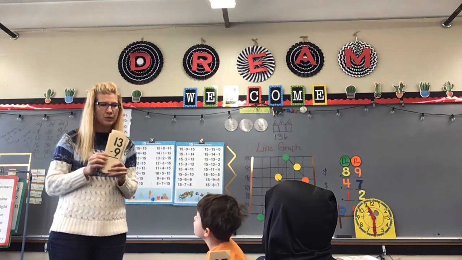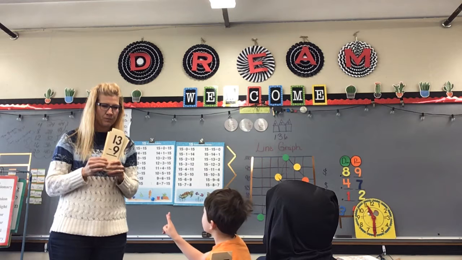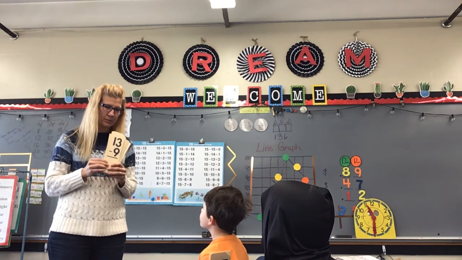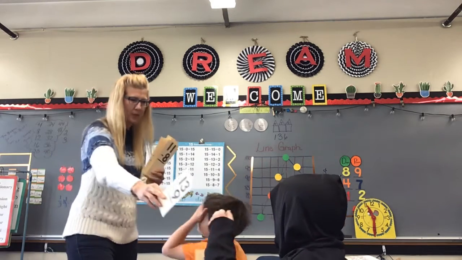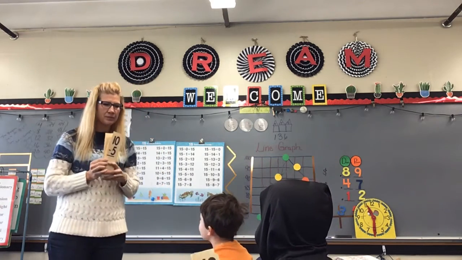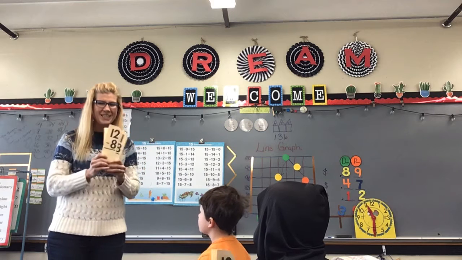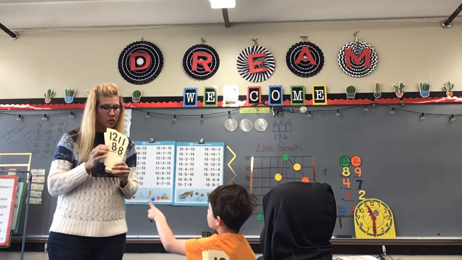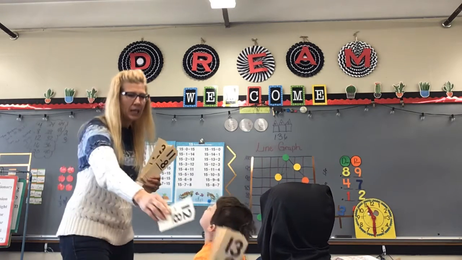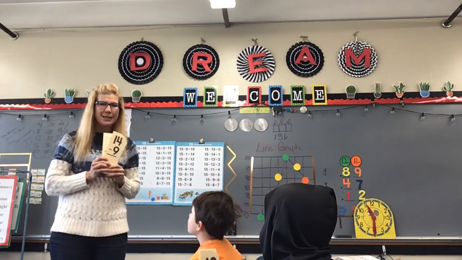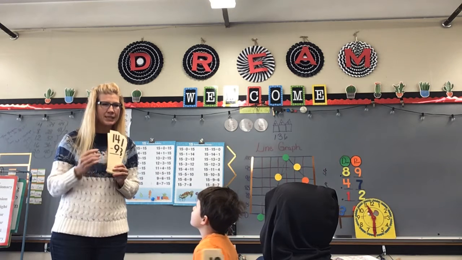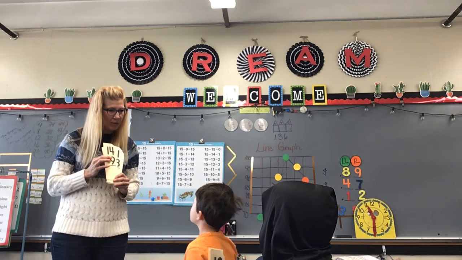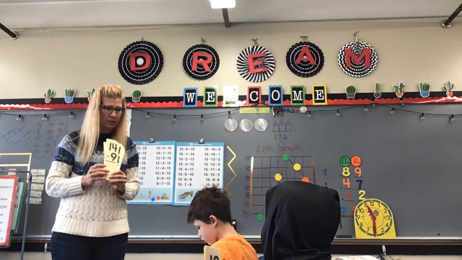13 minus 9 equals. Start the next number after 9 and count to 13. 4. 10 minus 5. 5. 12 minus 8. Start the next number after 8 and count to 12. 4. Last one. 14 minus 9 equals. Start the next number after 9 and count to 14. 5.